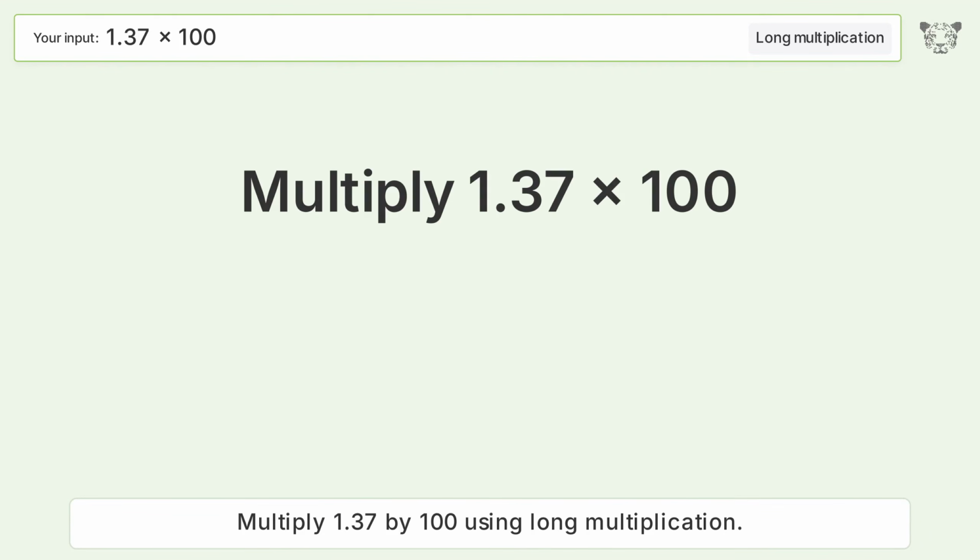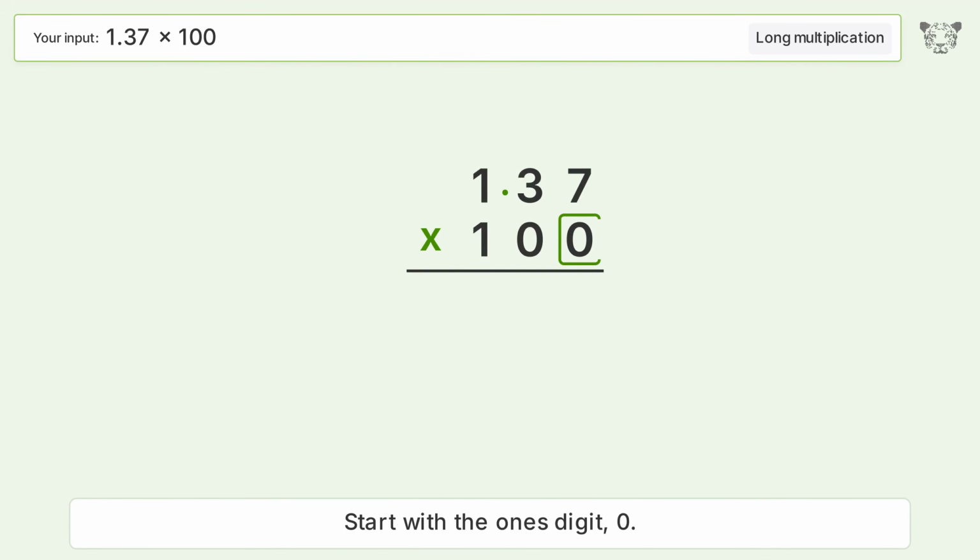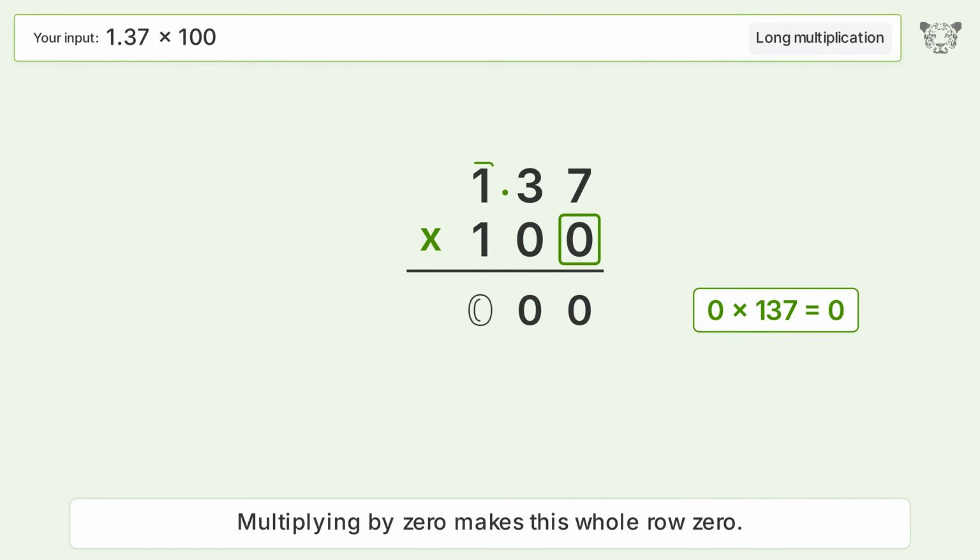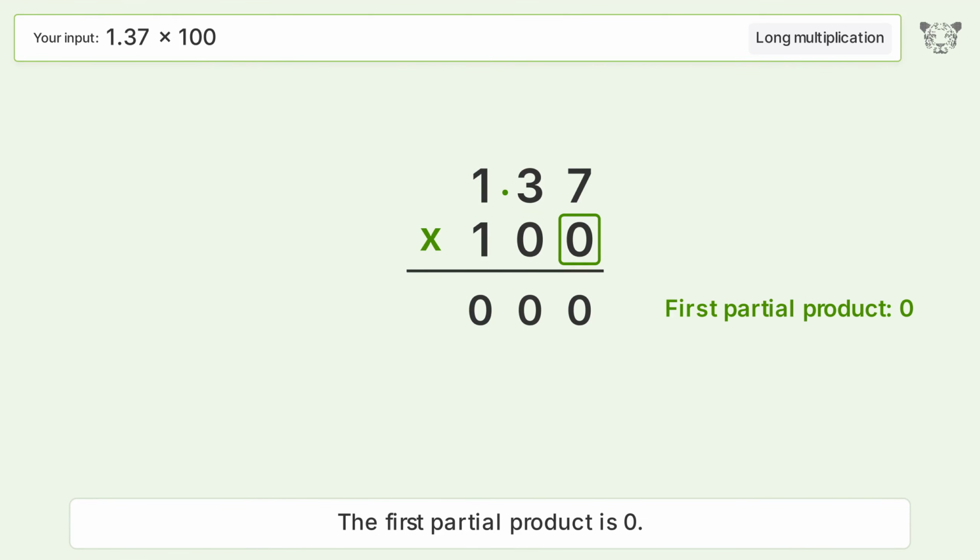Multiply 1.37 by 100 using long multiplication. Start with the ones digit, 0. Multiplying by 0 makes this whole row 0. The first partial product is 0.